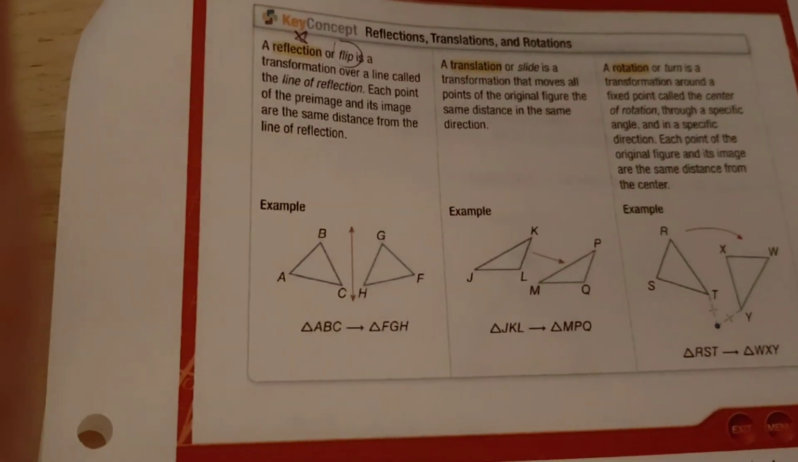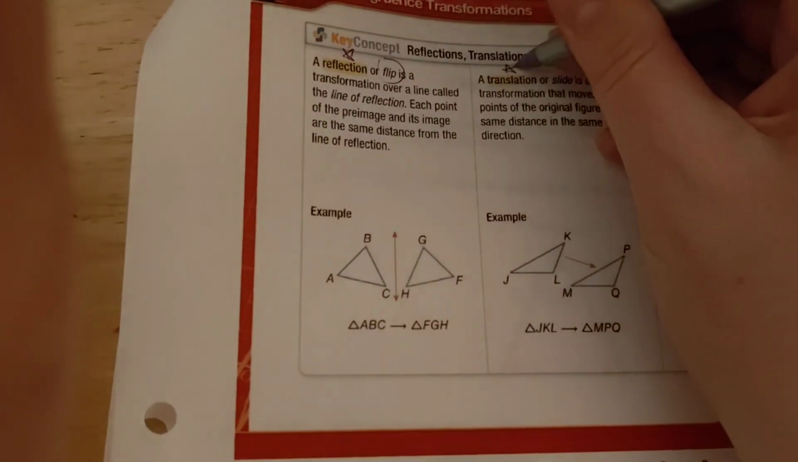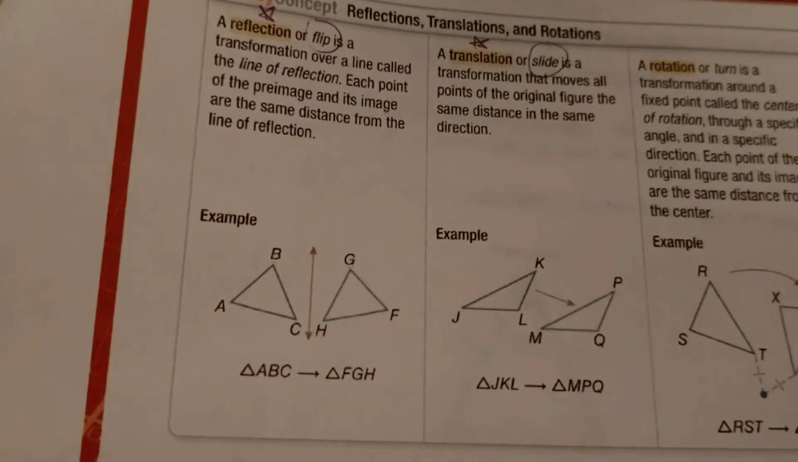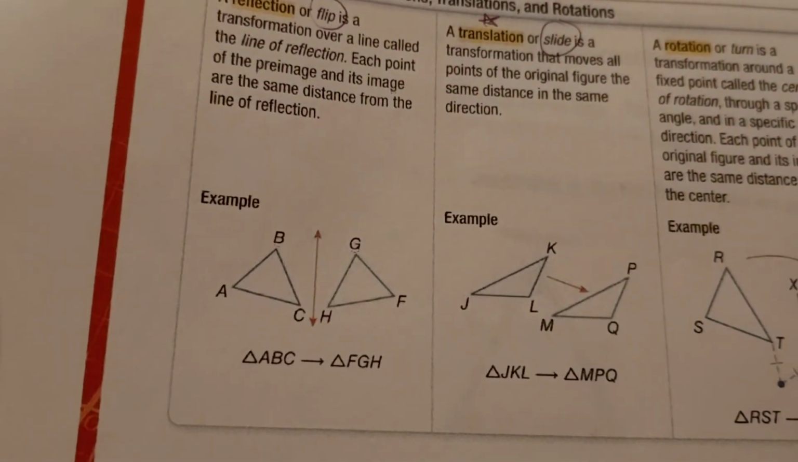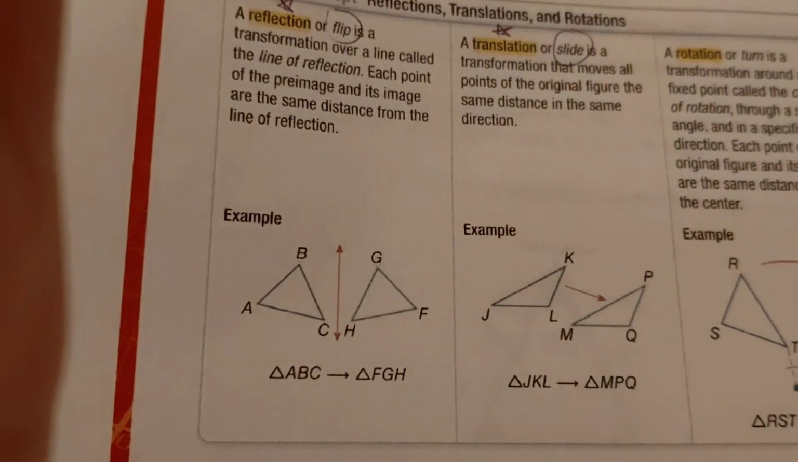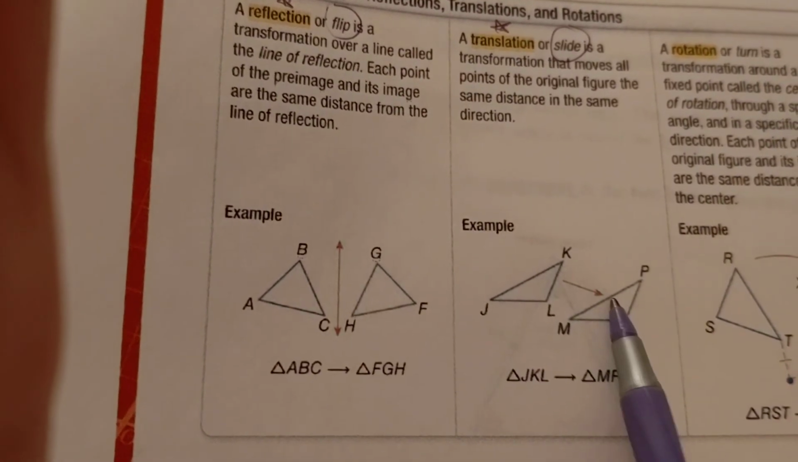All right, the next one is a translation, also known as a slide. I like the nicknames because it really shows you what's happening here. It's a transformation that moves all the points of the original figure the same distance in the same direction. So this triangle just slid right over to there.